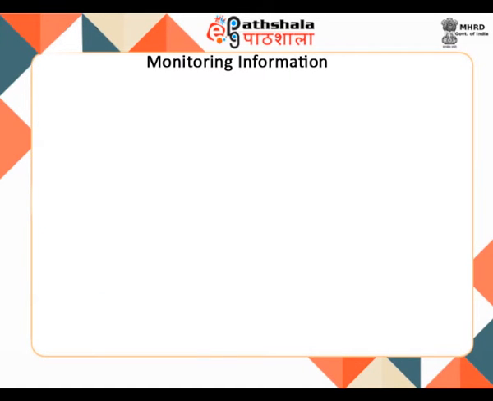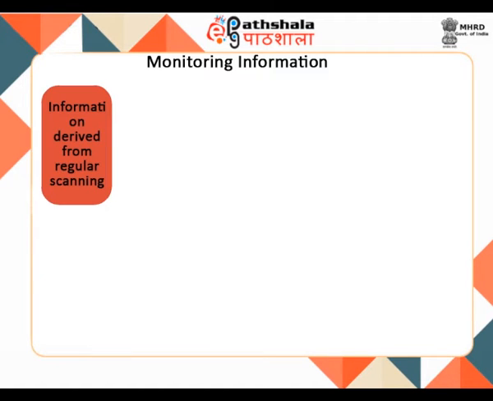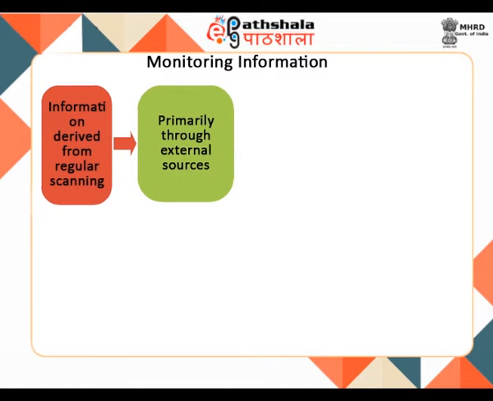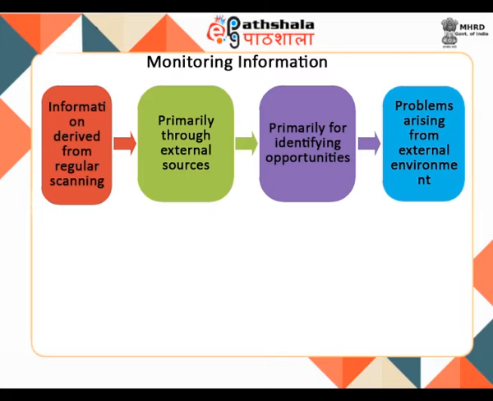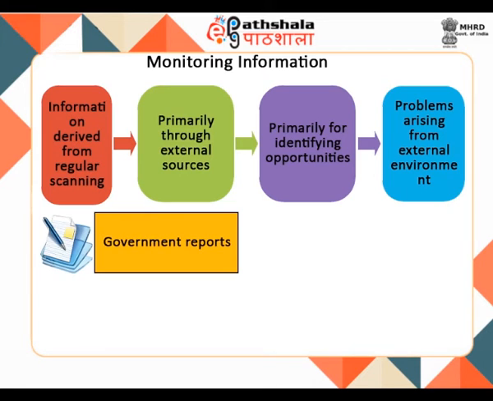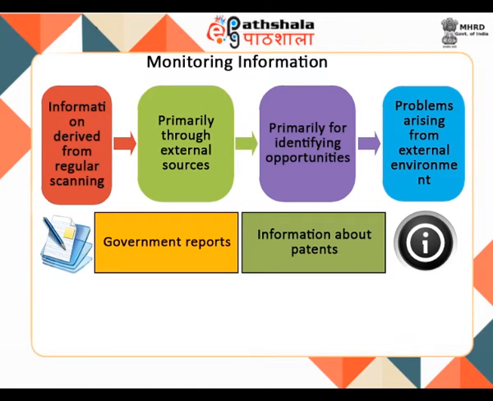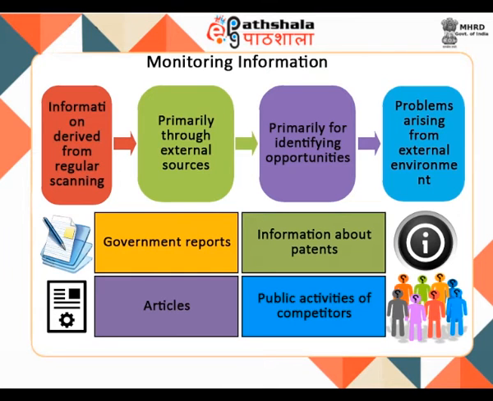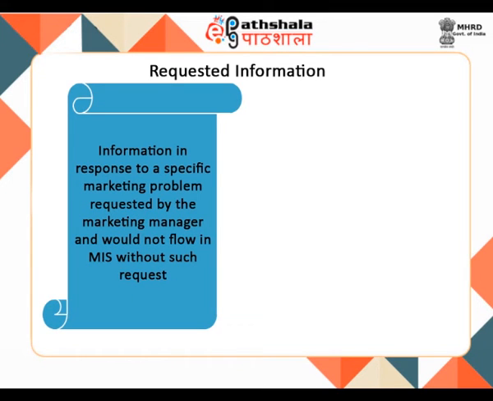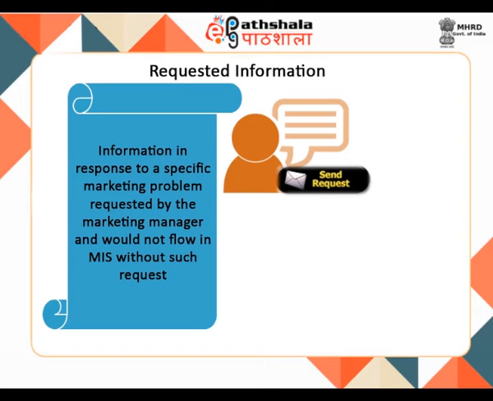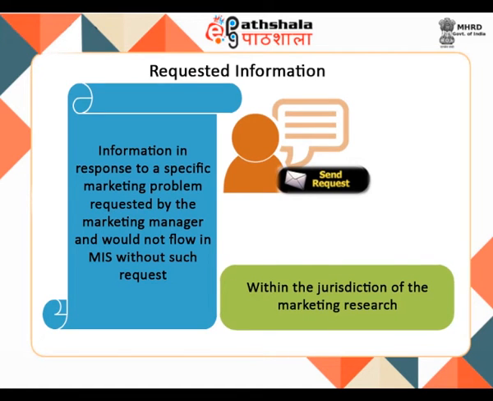Monitoring information. It is the information derived from regular scanning primarily through external sources, primarily for identifying opportunities and problems arising from external environment, sourced through the following sources: government's reports, information about patents, articles, public activities of competitors. Requested information. Information in response to a specific marketing problem requested by the marketing manager would not flow in MIS without such request. Such information is primarily within the jurisdiction of the marketing research.